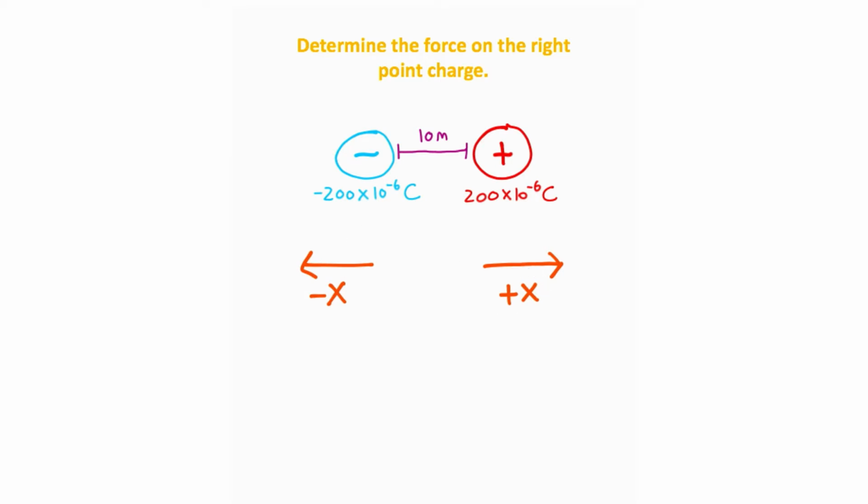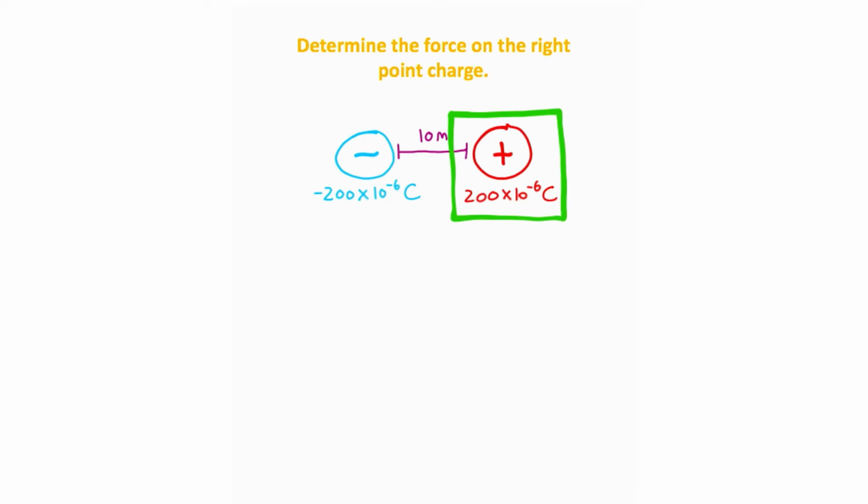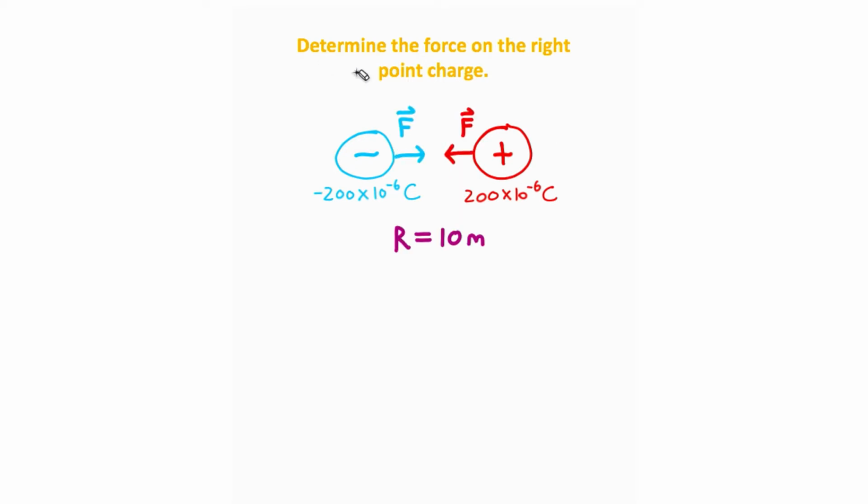If we have these two charges here, we're trying to focus on the net force of the right point charge, which is this positive charge. So since we know that opposite charges attract each other, we know these are going to feel a force of attraction towards each other. So we already know the direction this charge is going to travel. We just need to figure out the magnitude.